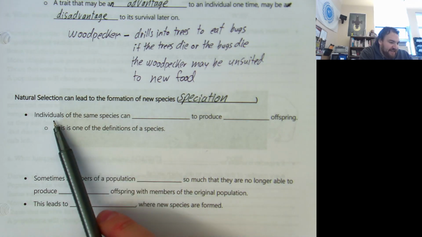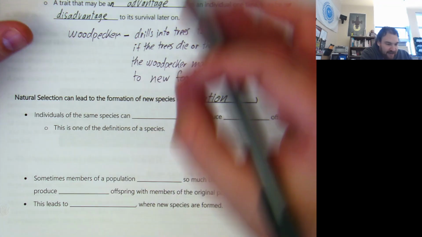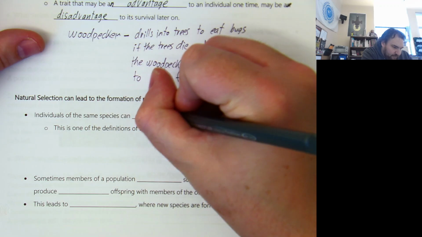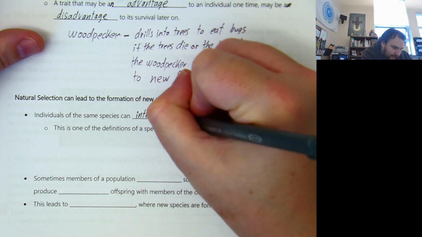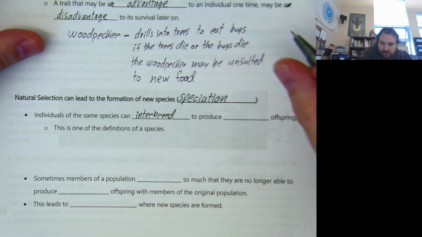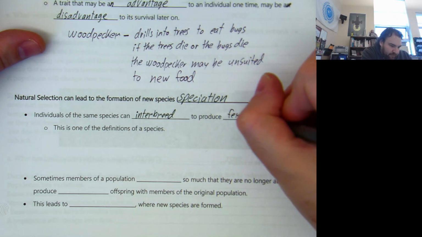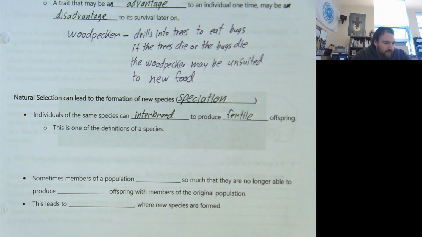Species are defined as individuals of the same species can interbreed to produce fertile offspring. If they can do this, they are part of the same species. There might be subspecies within a bigger species, but overall, one of the definitions of a species is a population that can interbreed or breed with each other to produce fertile offspring.